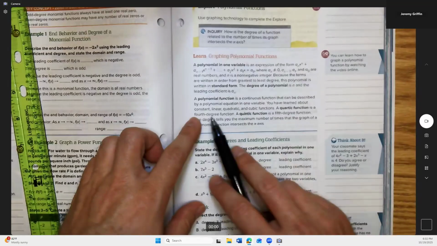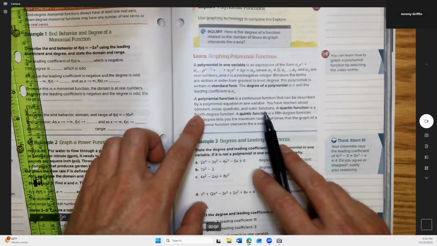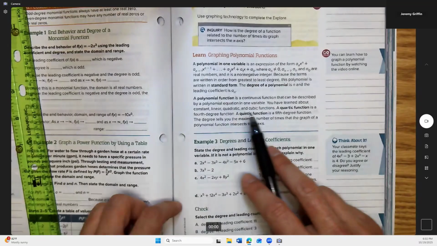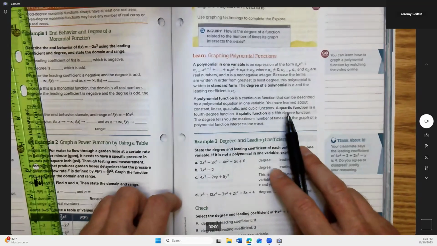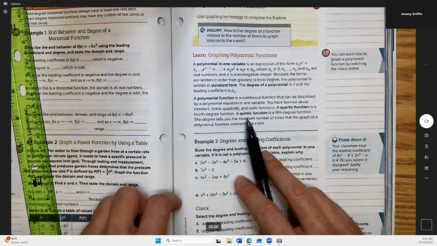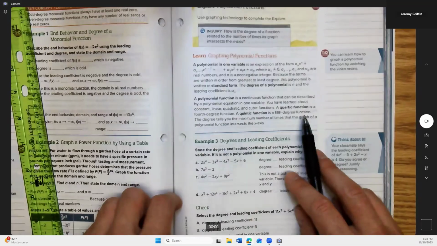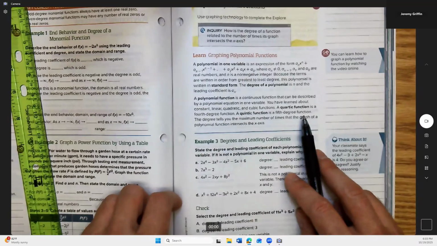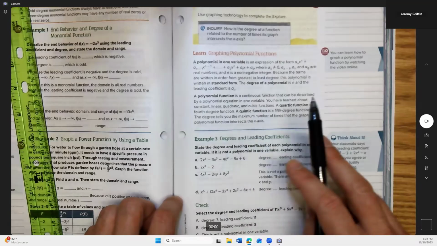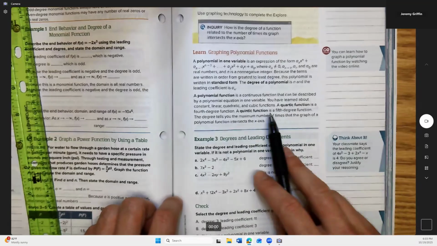You learned about constant, linear, quadratic, and cubic functions. Quadratic could be x to the power 2, cubic could be x to the power 3. A quartic function is a fourth degree function like x to the power 4. A quintic function, x to the power 5. So quadratic x to the power 2, cubic x to the power 3. Now we have x to the 4 and x to the 5.